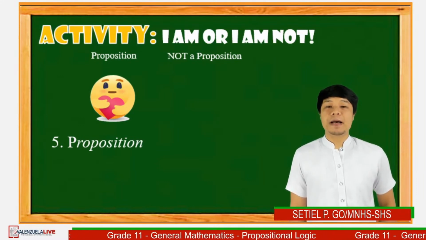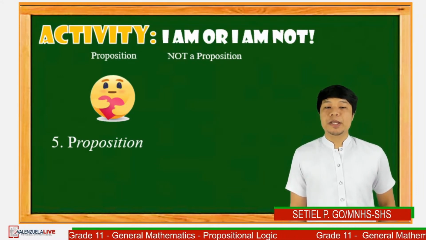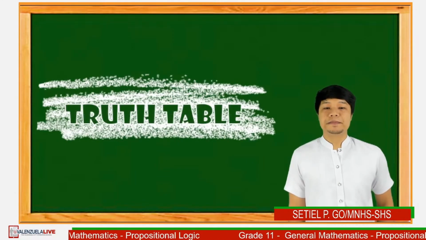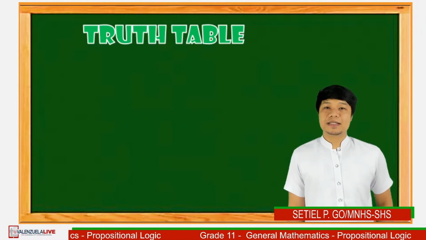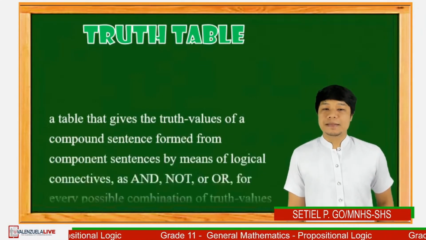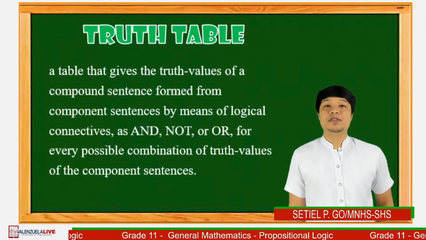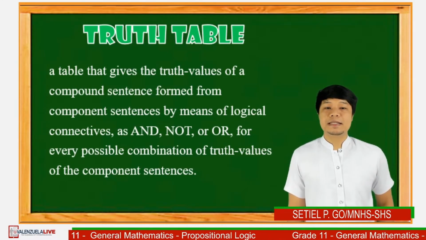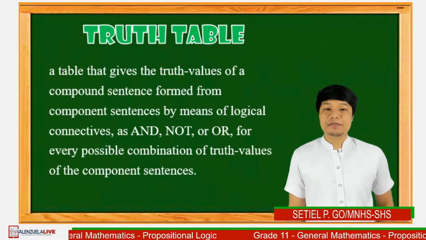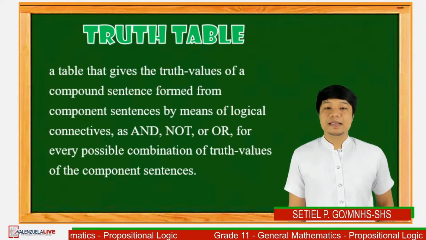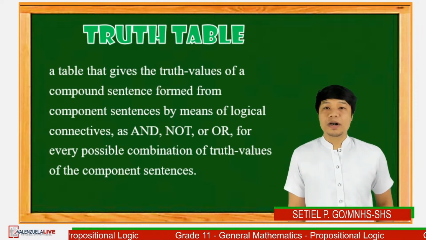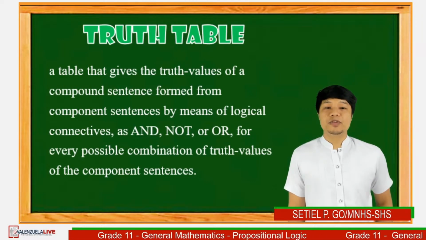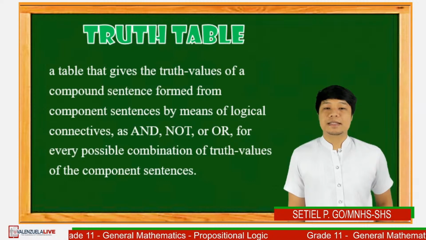Since we are talking about truth value in proposition, we will also encounter a truth table. The question is, what is a truth table? A table that gives the truth values of a compound sentence formed from component sentences by means of logical connectives such as and, not, or for every possible combination of truth values of the component sentences.